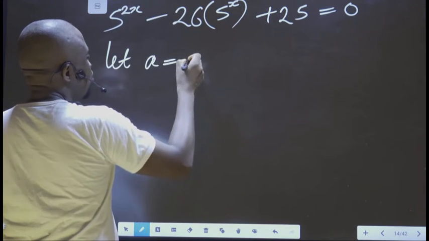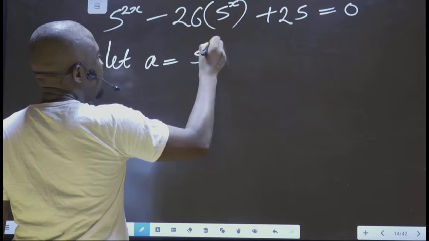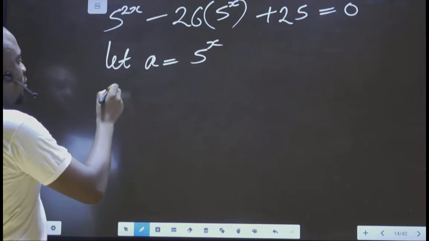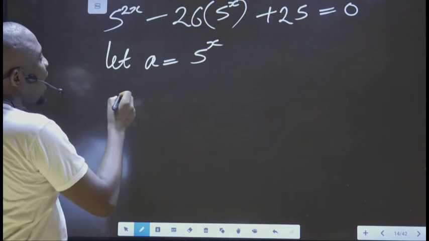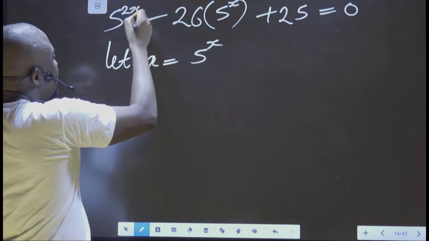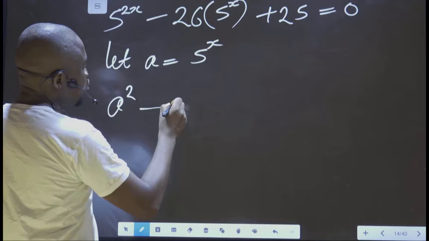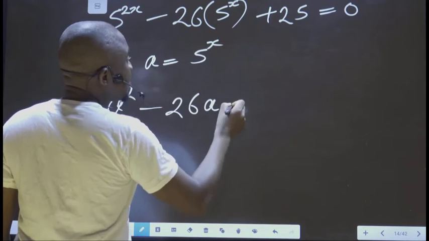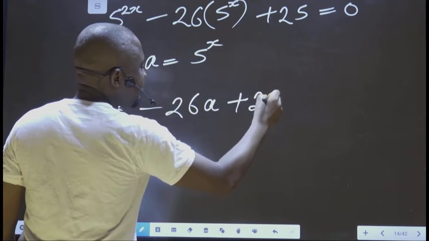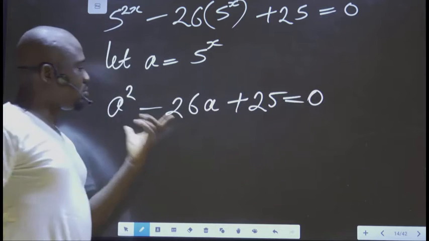A be equal to 5 raised to power x. So this means that we now have A raised to the power of 2 minus 26A plus 25 equals 0. Understand?